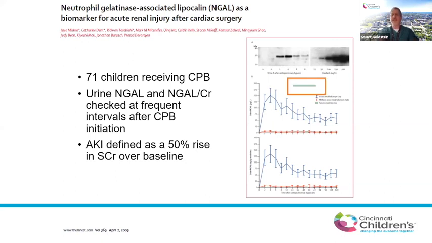And the green bar is when the creatinine started to come up. So you can see that NGAL predicts who's going to develop AKI 24 to 36 hours before the creatinine increases. And the top gels are basically Western blots to prove that this was NGAL that was being measured.